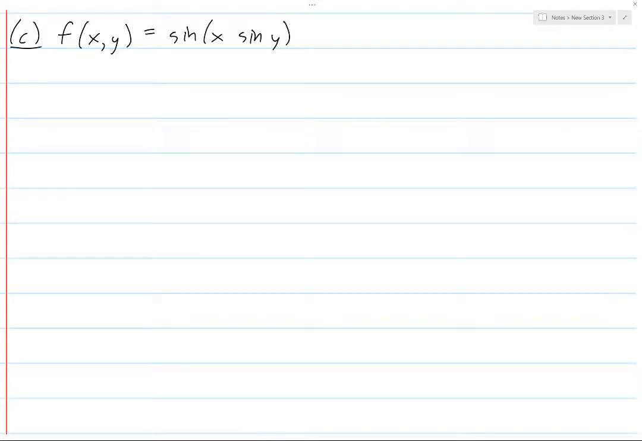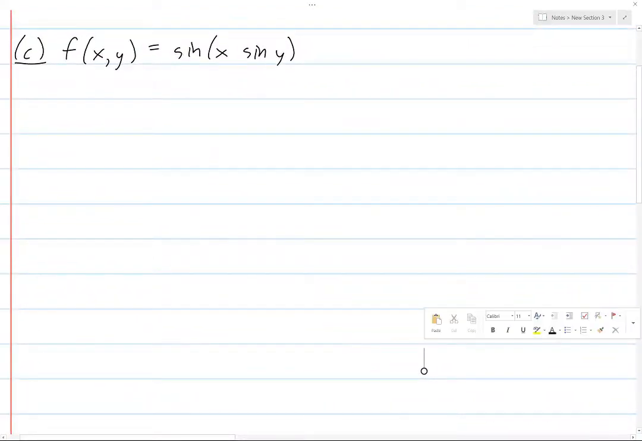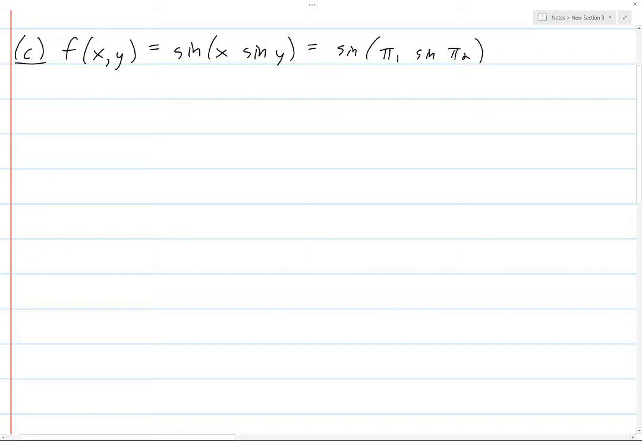Alright, let's continue to do more of these derivative exercises where we're using a strange subset of tools in order to solve these derivatives, but it works. So here we have f of x, y is sine x times sine y, and we just replace x with pi 1 and y with pi 2. So this is pi 1 of the vector (x, y), and pi 2 of the vector (x, y).